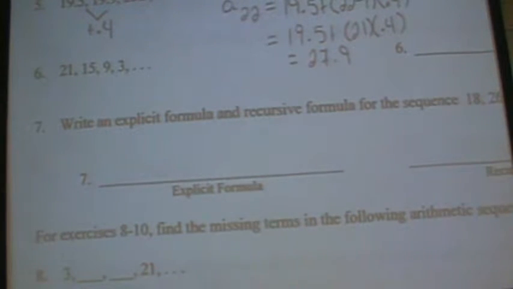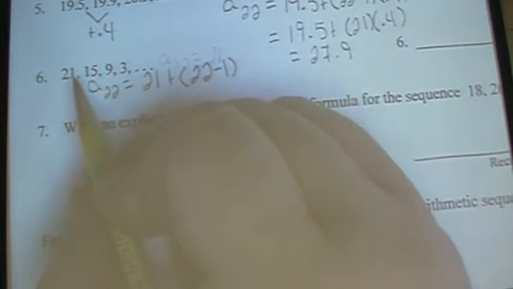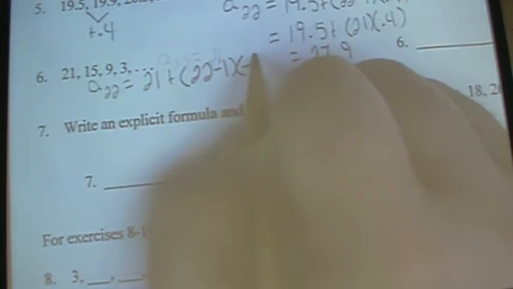Number 6, we're doing the exact same thing, except this time we have a different sequence. So we want a22 equals our first number, which is 21. I'm going to move this down so that I don't run into my other problem. a22 equals 21 plus, your n is still 22, minus 1. And then here our common difference: to get from 21 to 15, we're subtracting 6. So we're going to multiply by negative 6. Make sure you bring that negative.